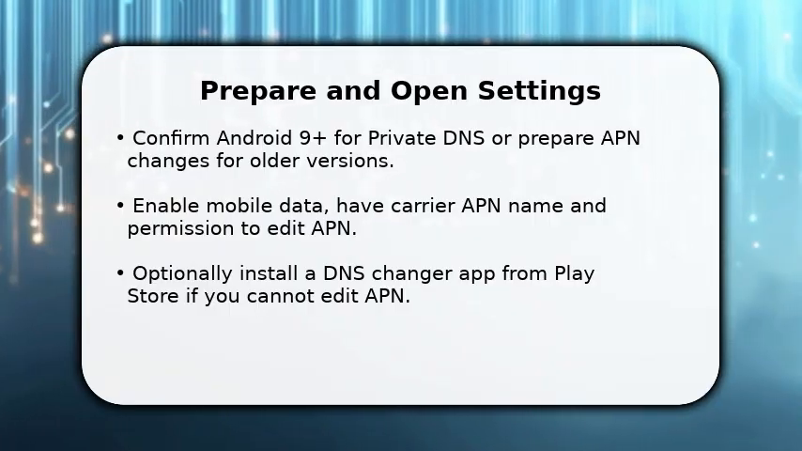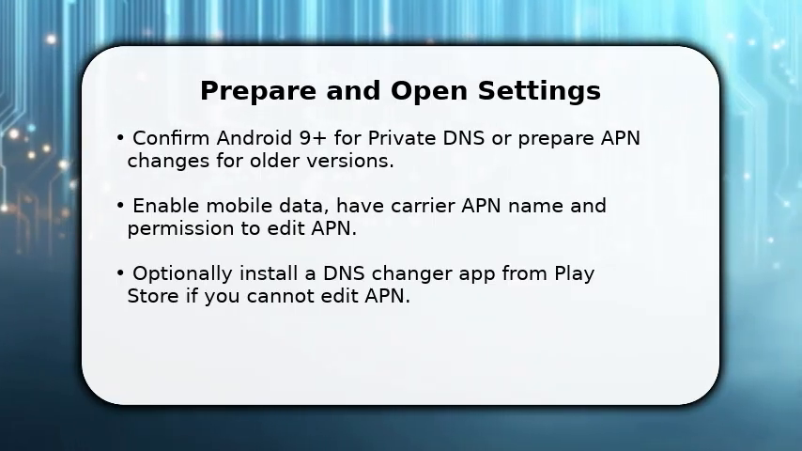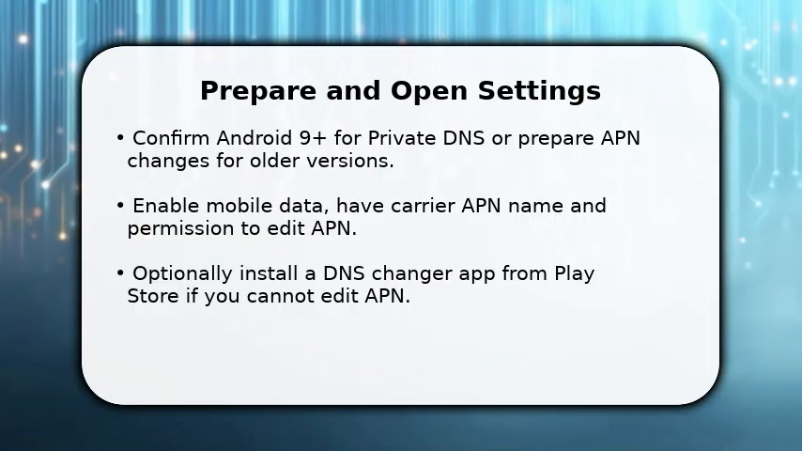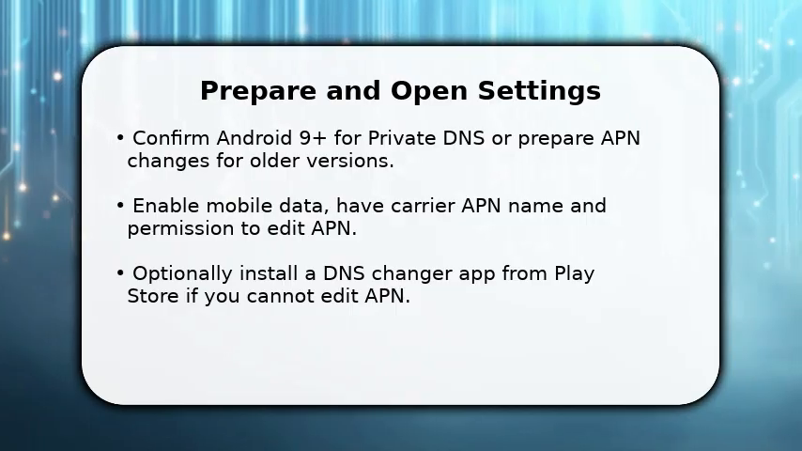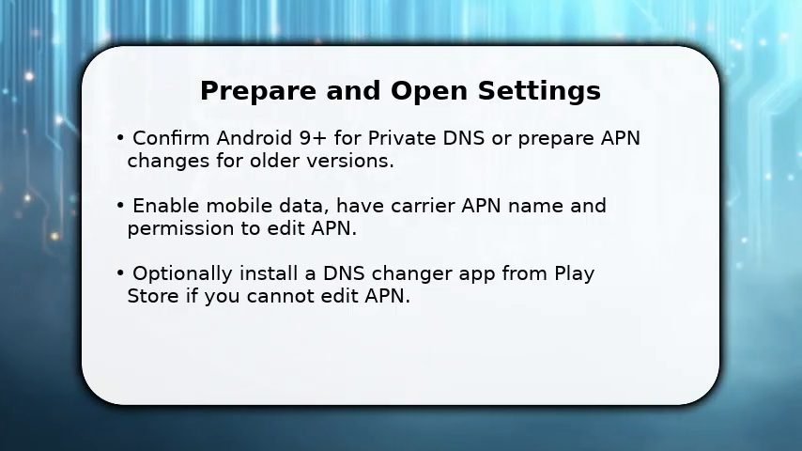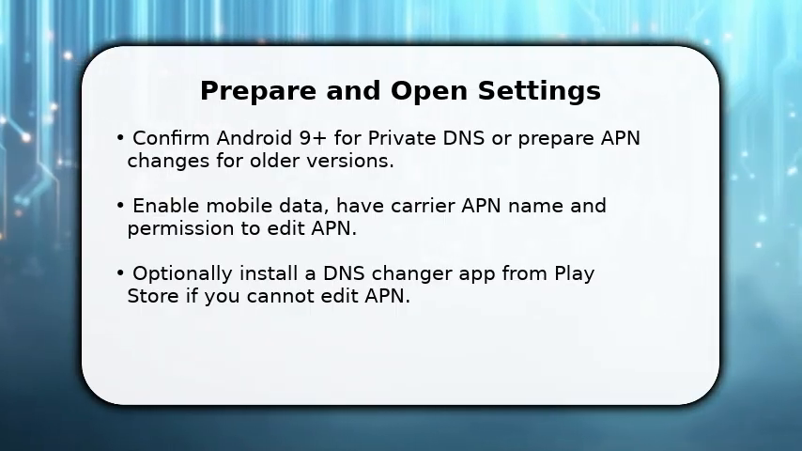Check Android version and confirm mobile data is active. Once done, decide whether to use private DNS on Android 9 and up, or modify APN settings for older builds. Make sure you can edit network profiles, and if not, have a DNS changer app installed before proceeding.